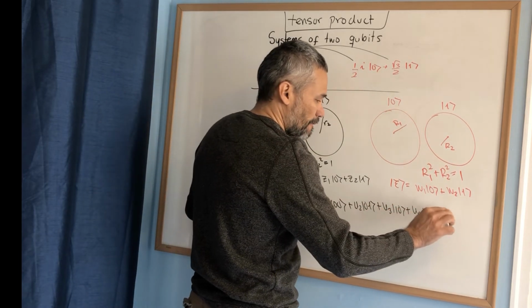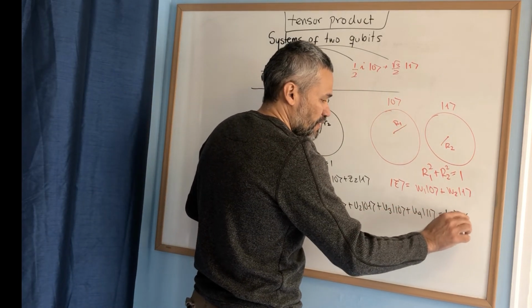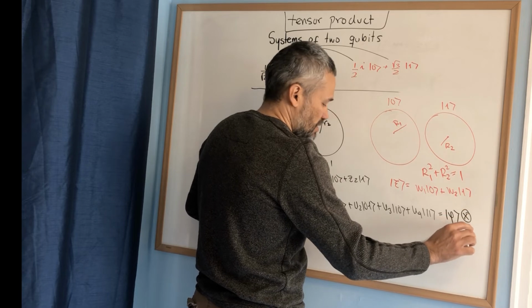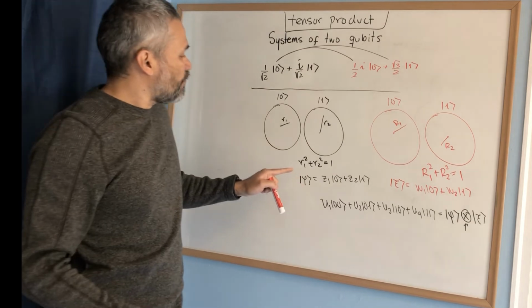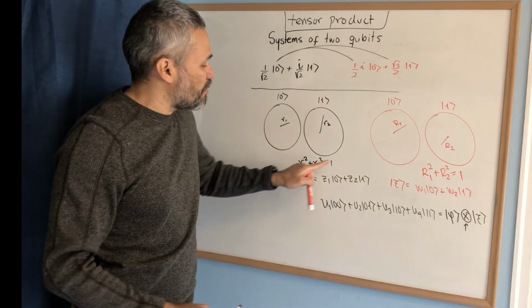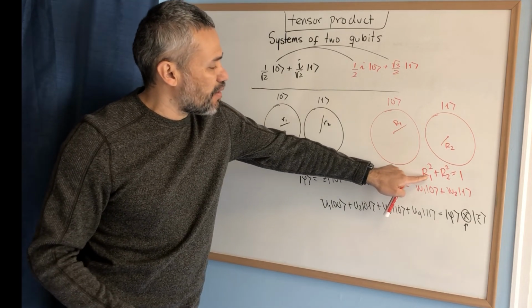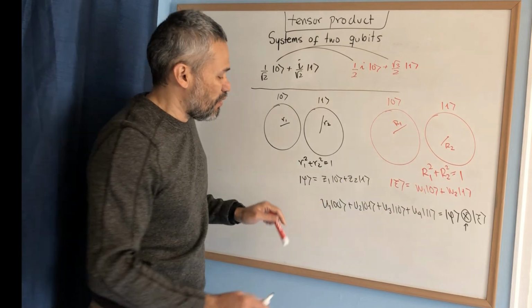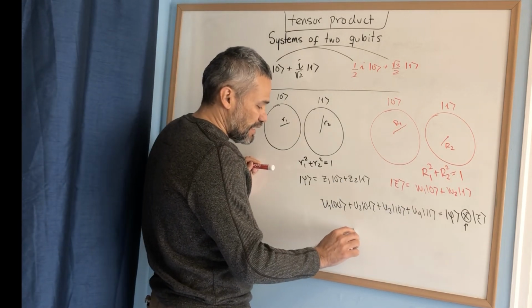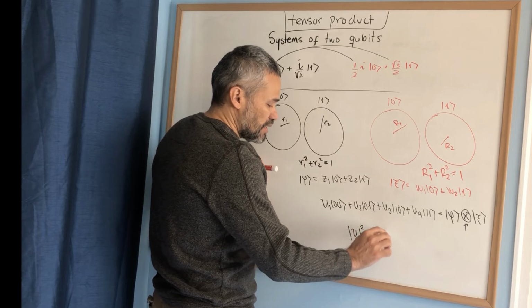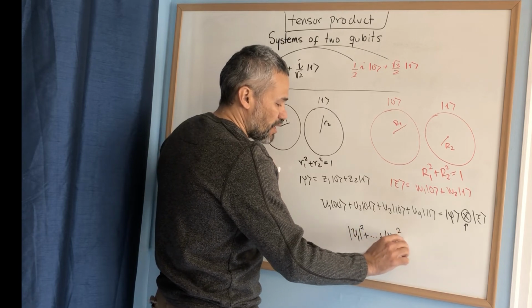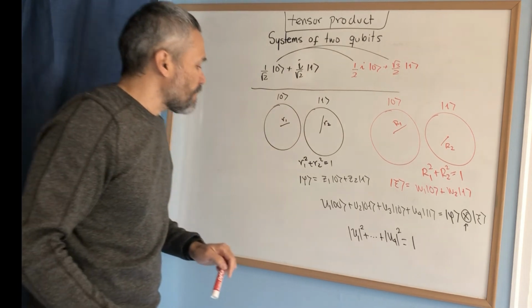Let's say, tensor product, this is the symbol that is used, and these conditions, R1 squared plus R2 squared equal 1 and capital R1 squared plus capital R2 squared equal 1, guarantee that the norm of U1 squared plus the norm of U4 squared is equal to 1.